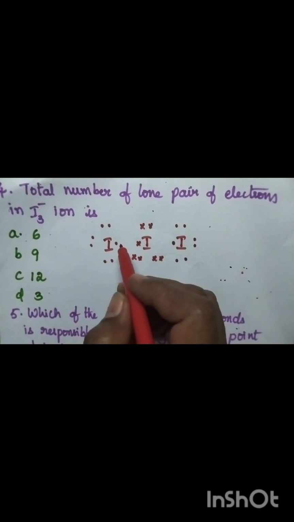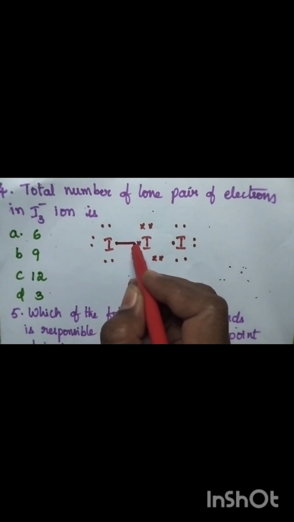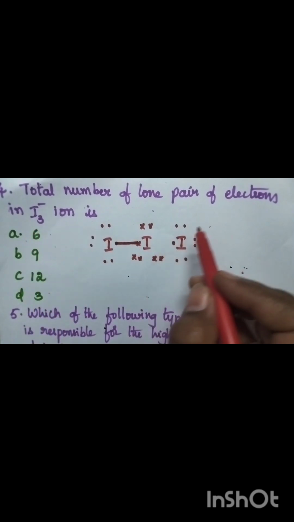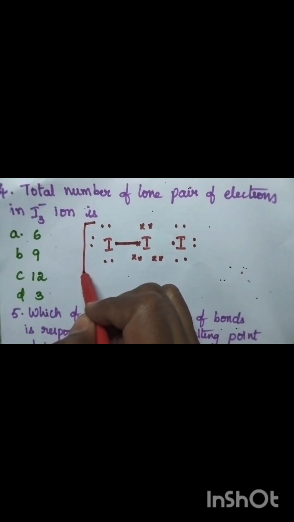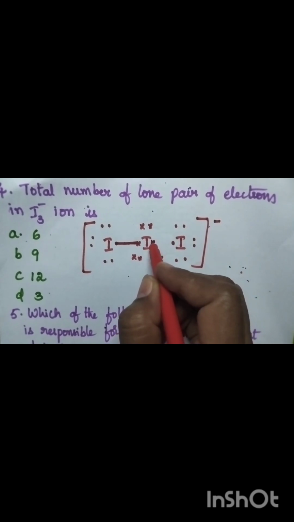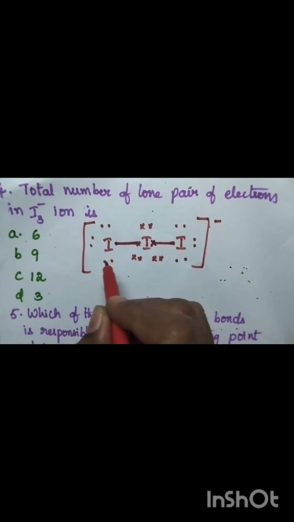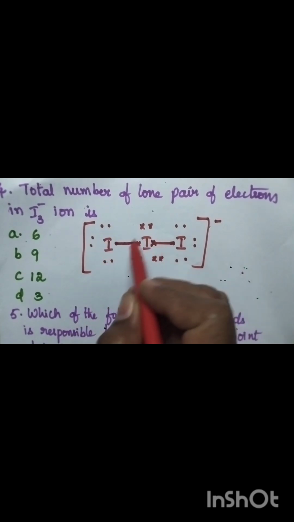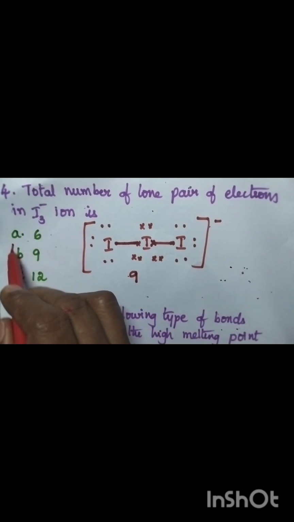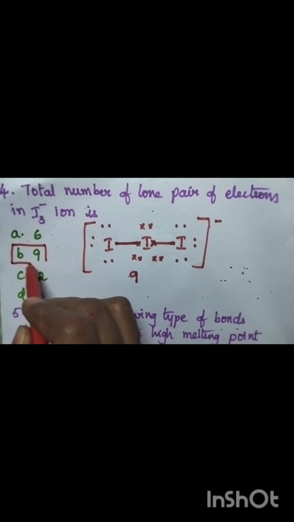During the bond formation, 1 unpaired electron will be consumed. And here it is I3-, so 1 excess electron is present here. So altogether each iodine contains 3 lone pairs and 3 iodines are present. Altogether 9 lone pairs of electrons are present. Hence the right option is B.